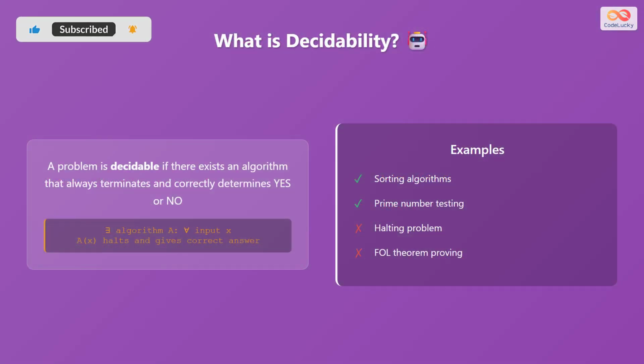So, what is decidability? A problem is decidable if there exists an algorithm that always terminates and correctly determines yes or no. In formal terms, there exists an algorithm A such that for all input x, A(x) halts and gives the correct answer. For example, sorting algorithms and prime number testing are decidable. However, the halting problem and first-order logic theorem proving are undecidable.